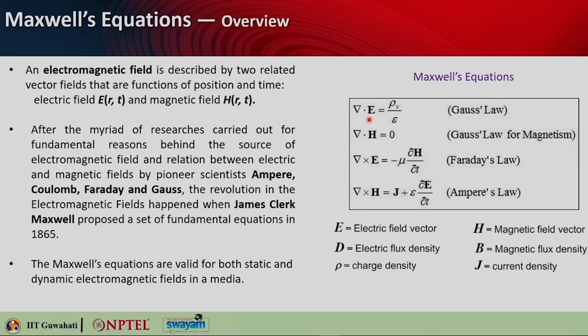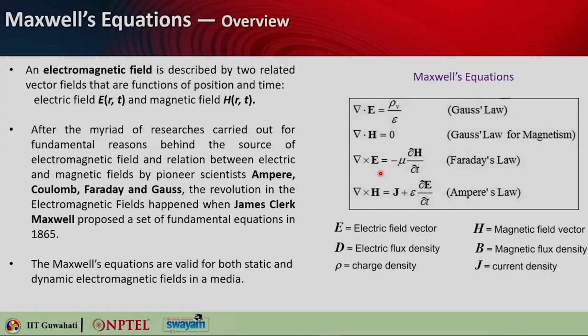Divergence of E is nothing but rho V, that is the charge density in a volume, divided by epsilon. On the other hand, divergence of the magnetic field is 0. The reason is that there is no magnetic monopole. If a monopole were present, then only you could have a positive or negative divergence, but that is not there, so the divergence is 0. Curl of E. The first two are called Gauss law. This is called Gauss law for magnetism. This one is Faraday's law, which is curl of E related to the time varying.